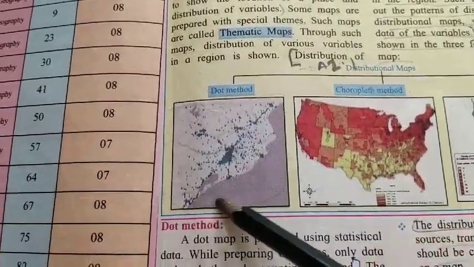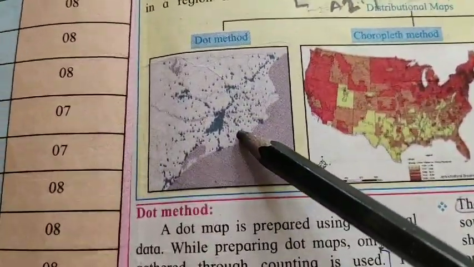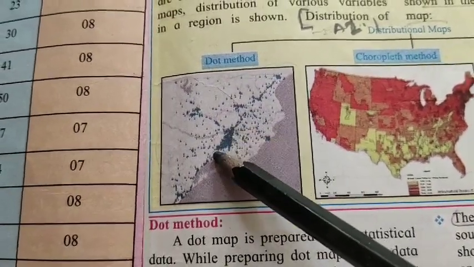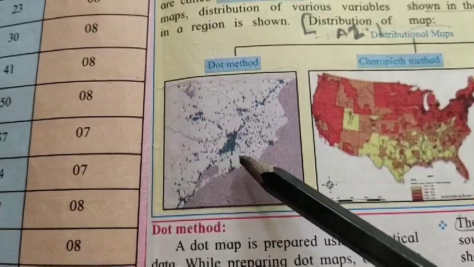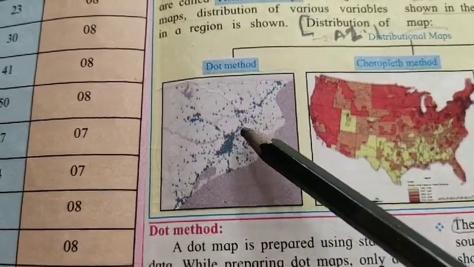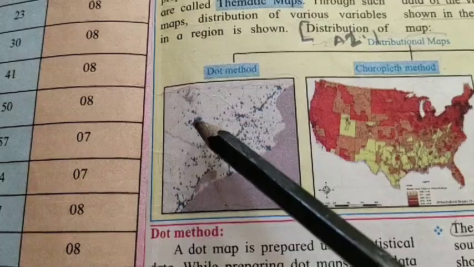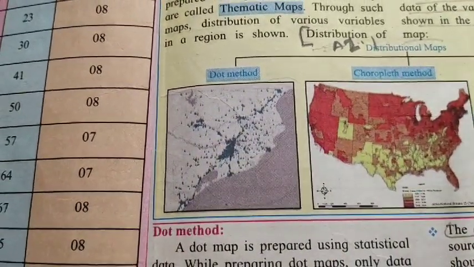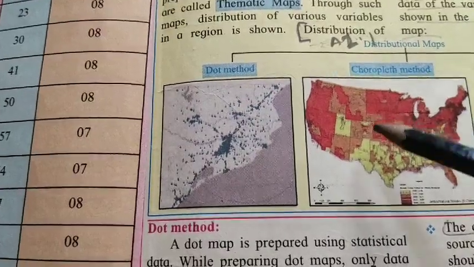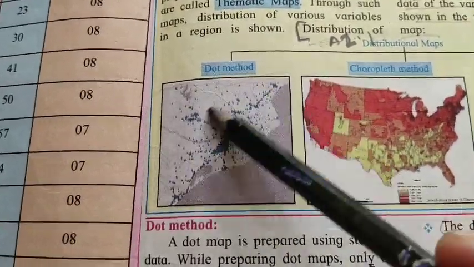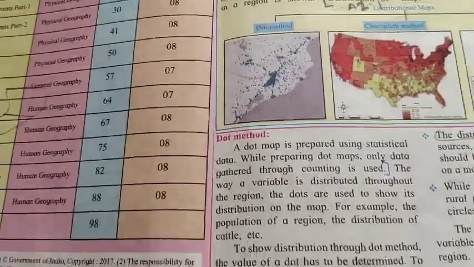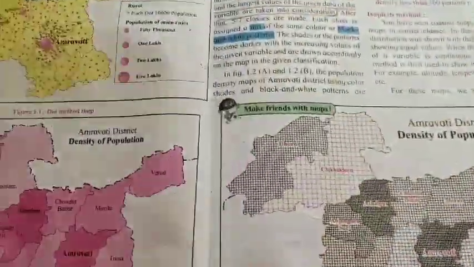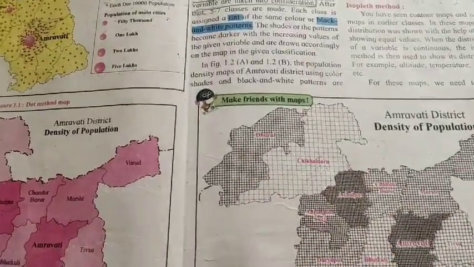A dot method map is shown here. We can see that the dots are very close to each other. Here they are almost touching, see how close they are. And also they are so close to each other over here, so it is very difficult to count those dots and find out the total population of that particular sub-administrative unit. Hence, the dot method is not so easy. So the choropleth method is the best suited method to show the distribution of population in a region. This is the answer.